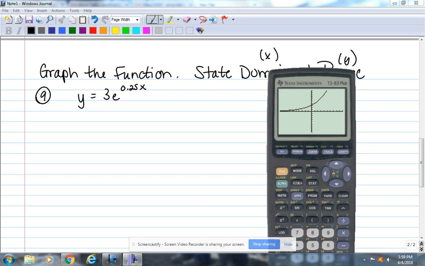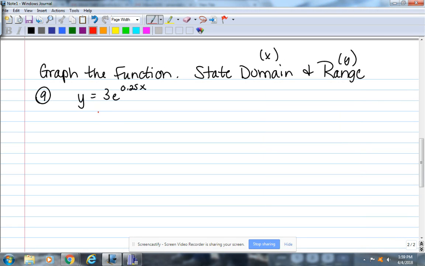So the domain is going to be what? That's our x's. What are our x's doing on this graph? All real numbers. They're going everywhere from left to right, so that's all real numbers. So for domain, you say all real numbers. If you write ARN, that is fine with me. All real numbers. I know what that means. If you need to know what it means, you need to spell it out. All real numbers for the domain.